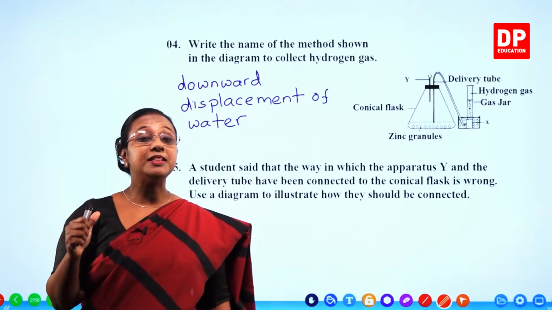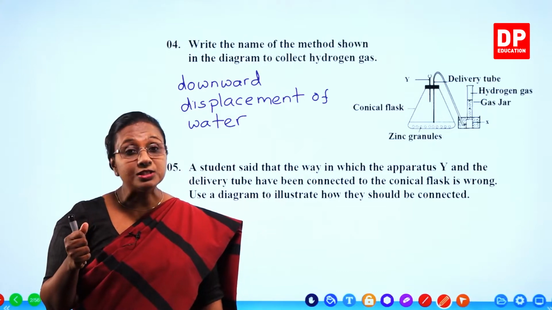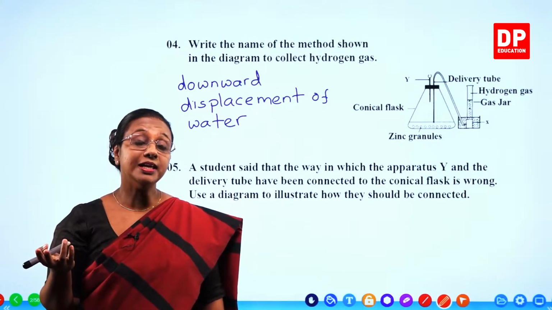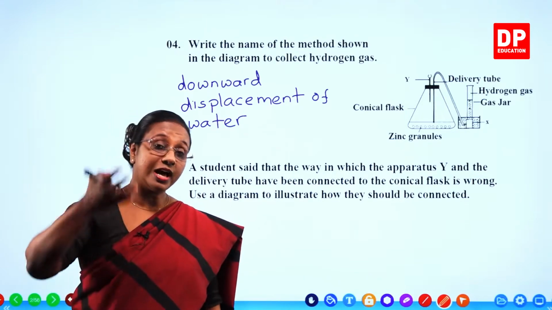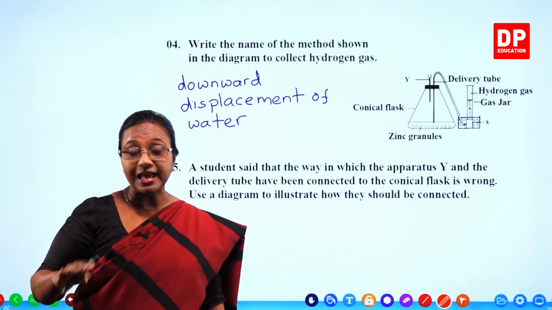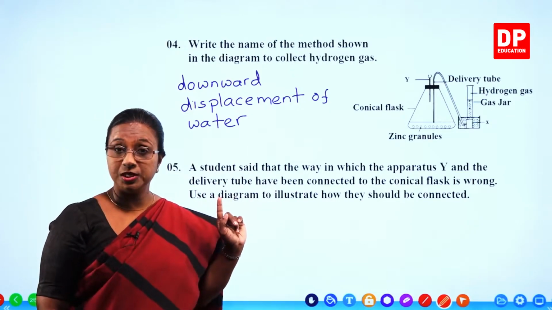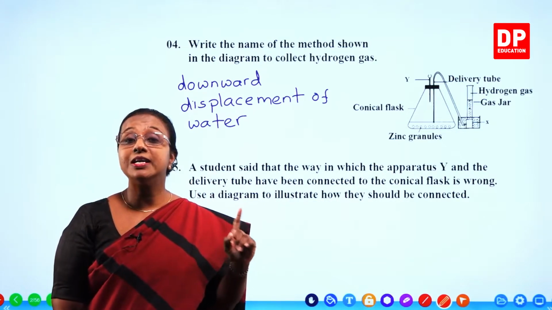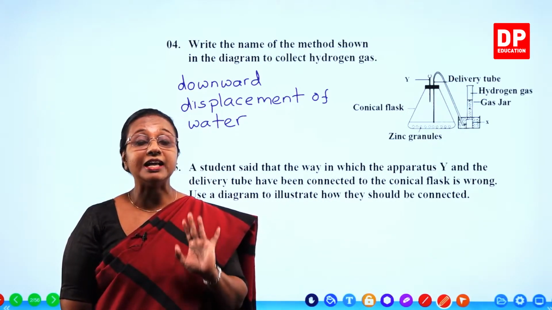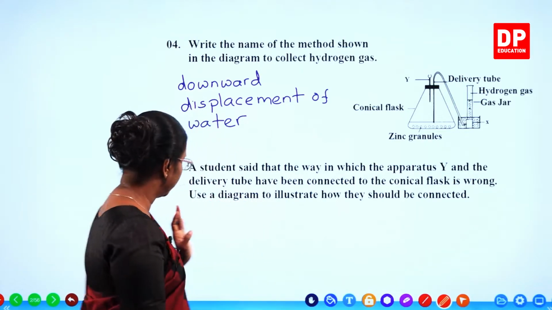What is the other method we can use here? Downward displacement of air. Why? Because hydrogen is less dense than air. So, hydrogen will go up and air will be pushed down. So, we can either use downward displacement of water like shown here, or we can use downward displacement of air to collect hydrogen gas in the laboratory. So, you are familiar with that, students.